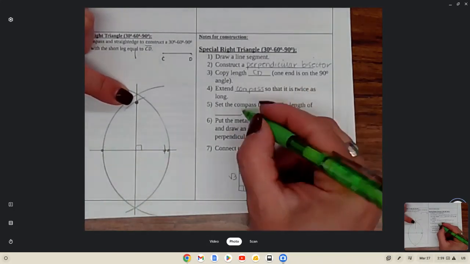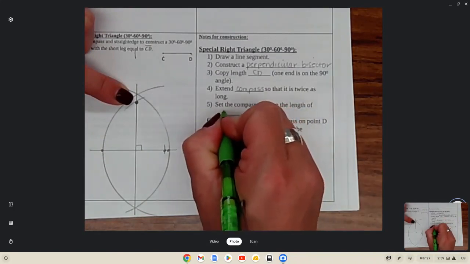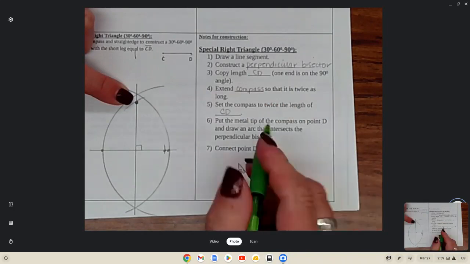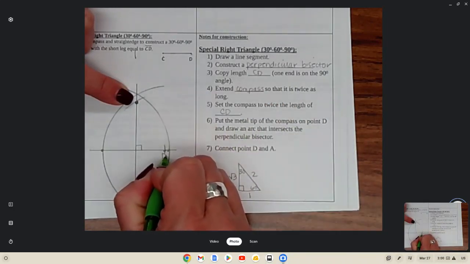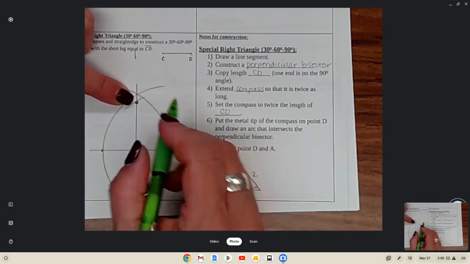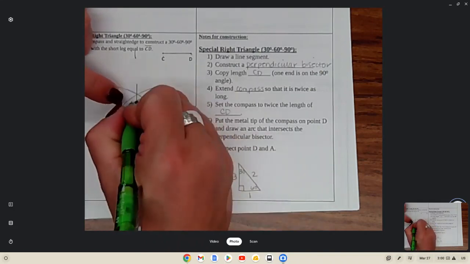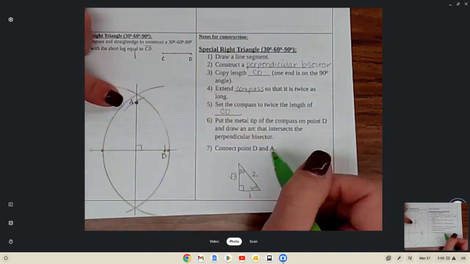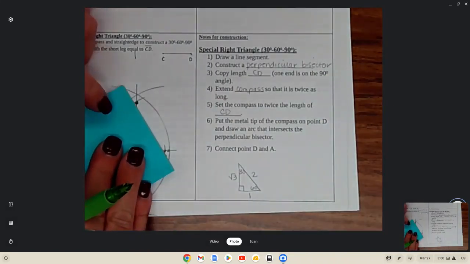Okay, so just to fill in our steps, set the compass to twice the length of CD. Got it. Put the metal tip of the compass on point D. That's what this is right here. This is point D. Okay, and draw an arc that intersects the perpendicular bisector. That's what we did here. And it looks like they're calling that point A. Now it says connect D and A.